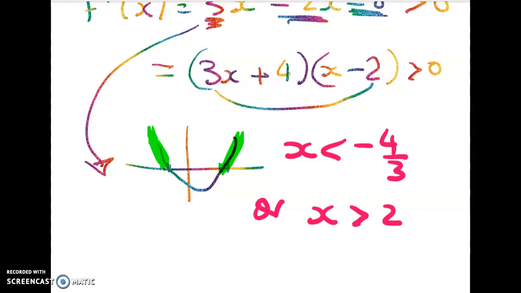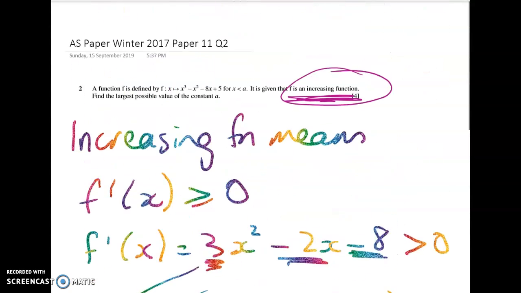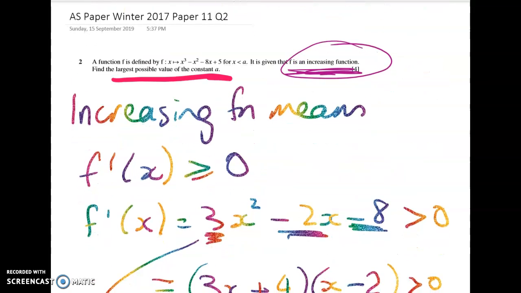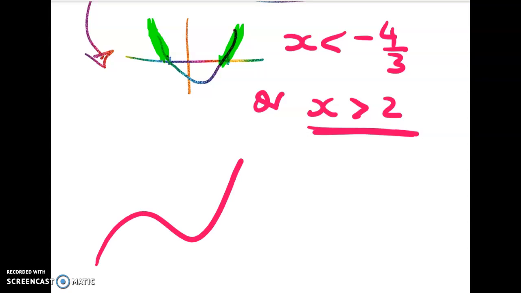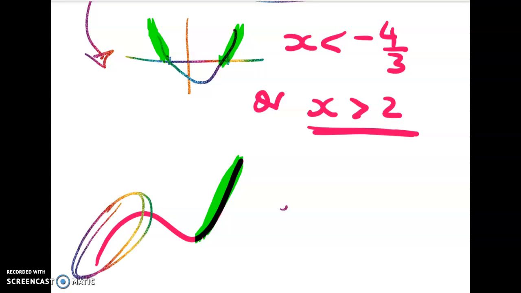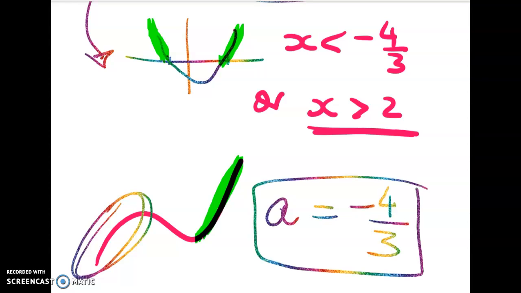But this is where we need to think about what the question was looking for. It's asking me for the largest possible value of the constant a so that the function is increasing. So what this has done here is it's telling me that when x is greater than 2, my function's increasing, but I'm not interested in that bit. So the value of a, for which the whole function will be positive, is this bit here. So a is equal to negative 4/3.